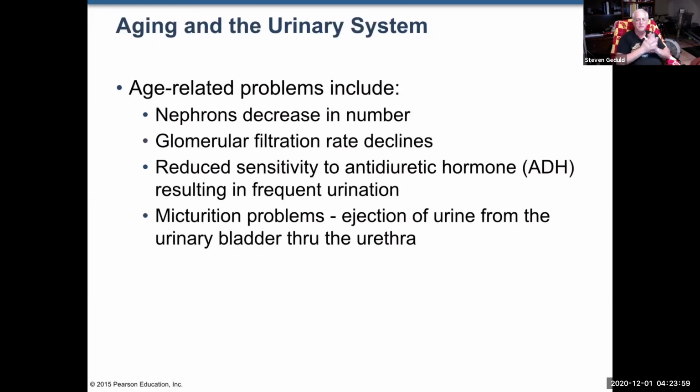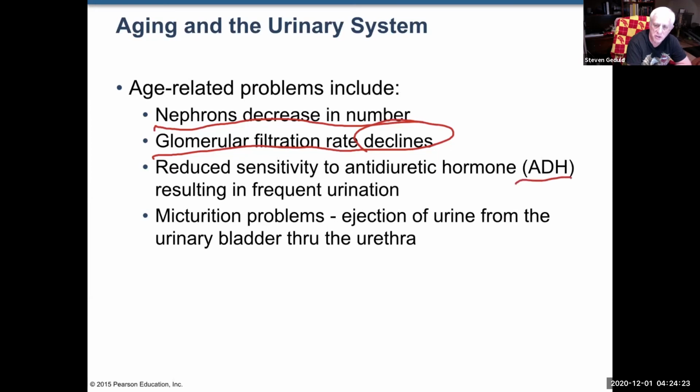Age-related problems. Everything gets messed up with age. It's all downhill after 21. Nephrons decrease in number, so you cannot filter as much as you used to, and your glomerular filtration rate declines. There's reduced sensitivity to antidiuretic hormone, which results in frequent urination. You urinate more often as you get older, and you have micturition problems. Ejection of urine from the urinary bladder through the urethra is micturition, and sometimes it gets hard to control that as you age.